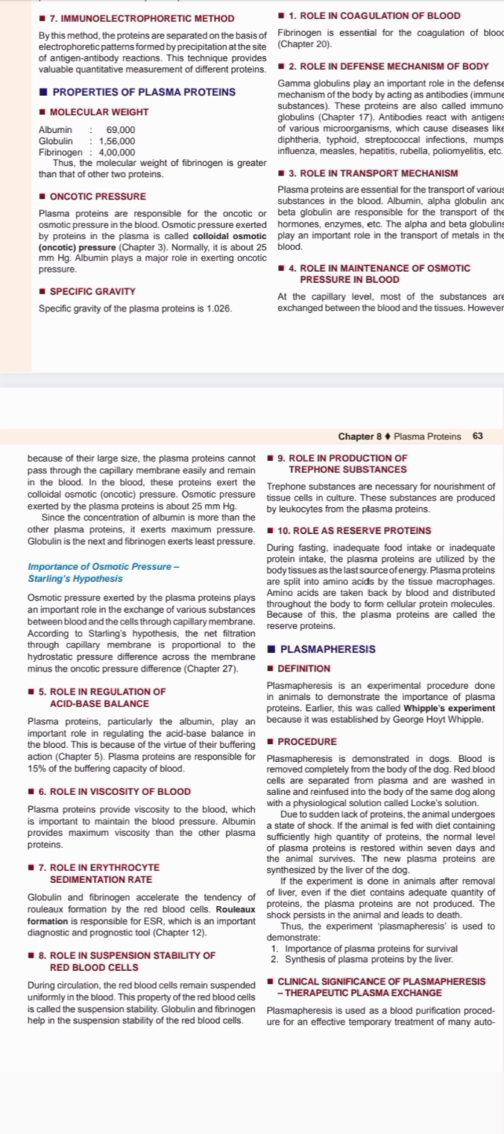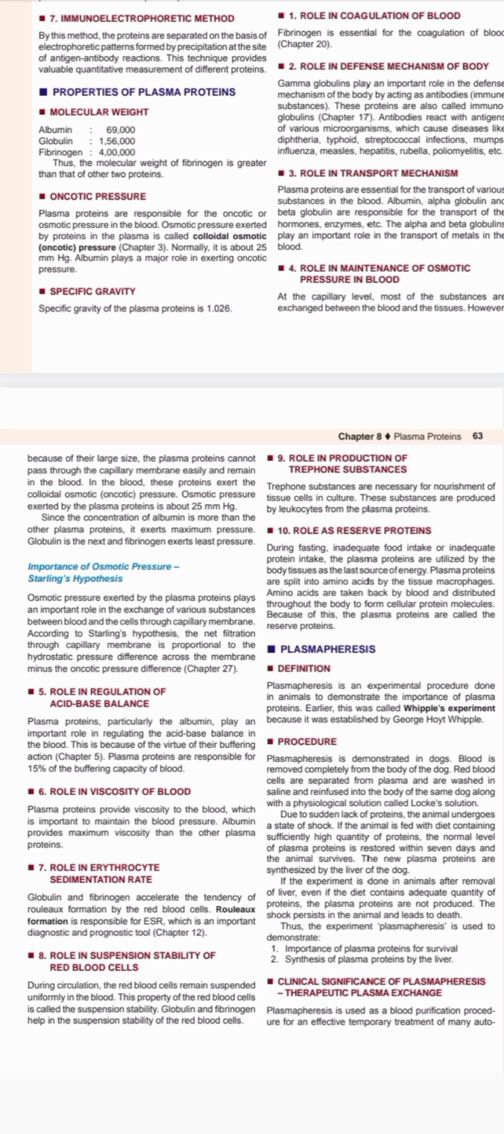Role in erythrocyte sedimentation rate, ESR. Globulin and fibrinogen accelerate the tendency of Rouleaux formation. Rouleaux formation means piling up of the RBCs like coins. So globulin and fibrinogen speed up the process of Rouleaux formation by the RBCs. Rouleaux formation is responsible for ESR, which is an important diagnostic and prognostic tool.